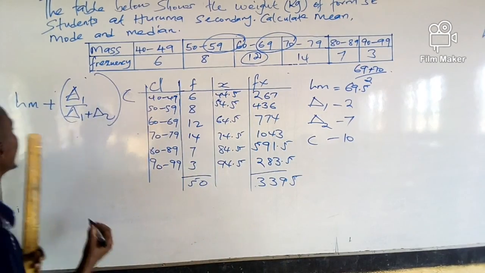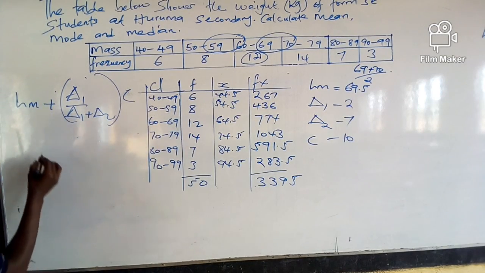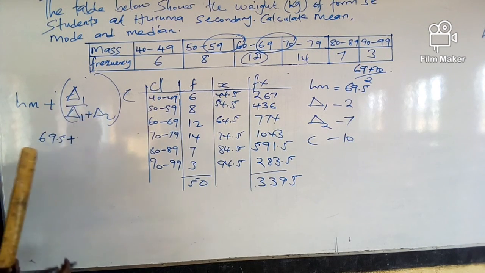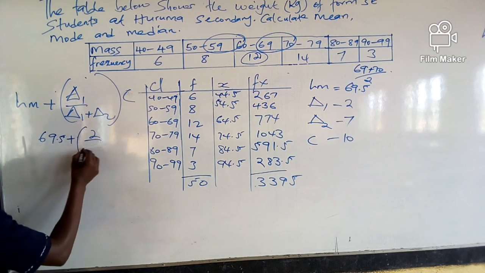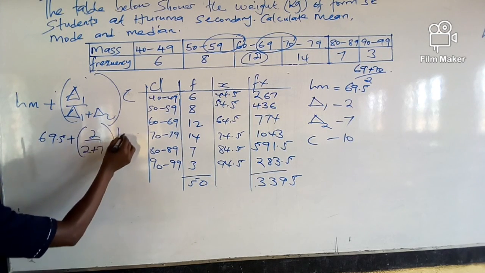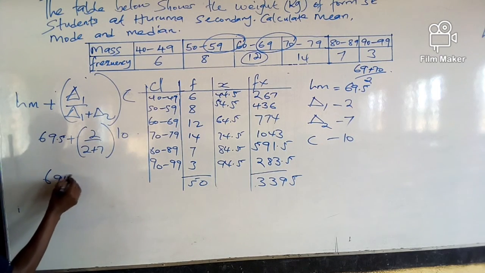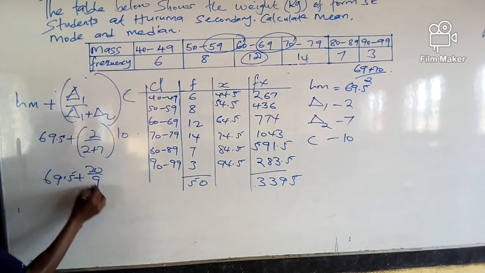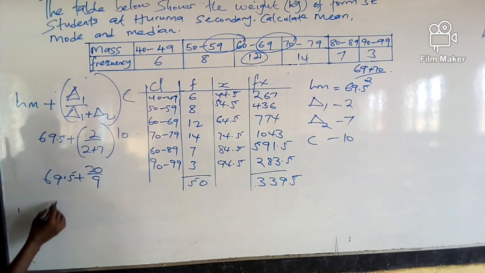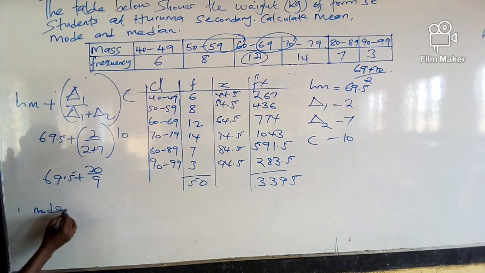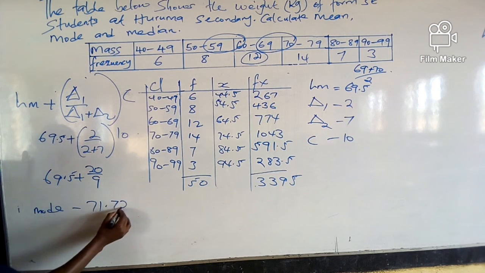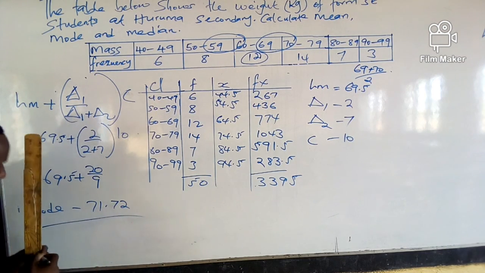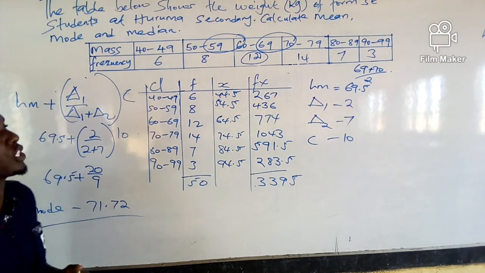So we can now substitute. The lower class boundary is 69.5 plus delta 1, which is 2, over 2 plus 7, which is delta 1 plus delta 2, multiplied by 10. So this is 69.5 plus 20 over 9. When you substitute that, from a calculator, the answer is 71.72. So the mode is 71.72.